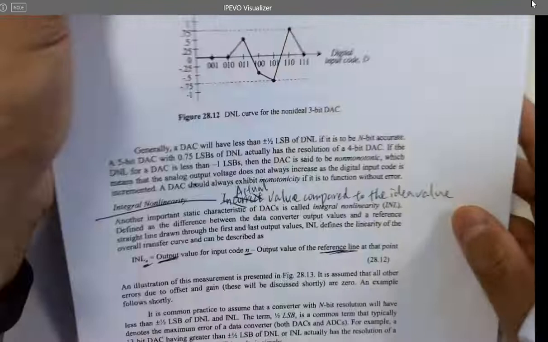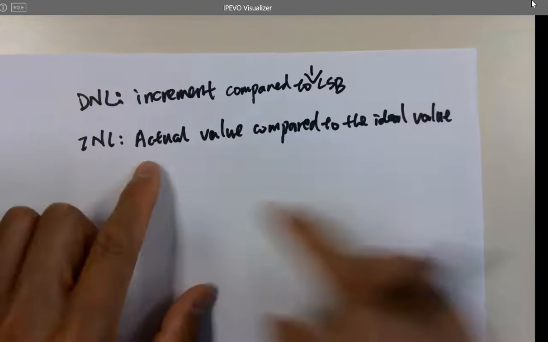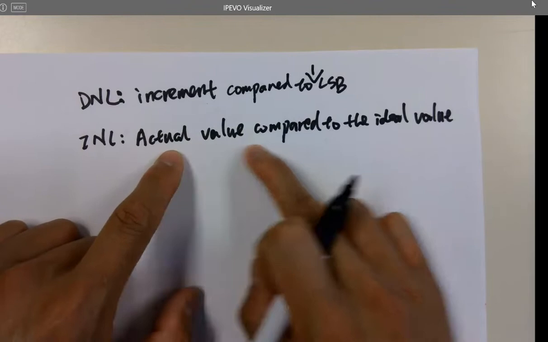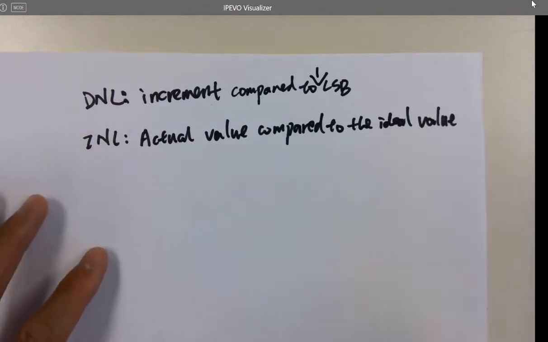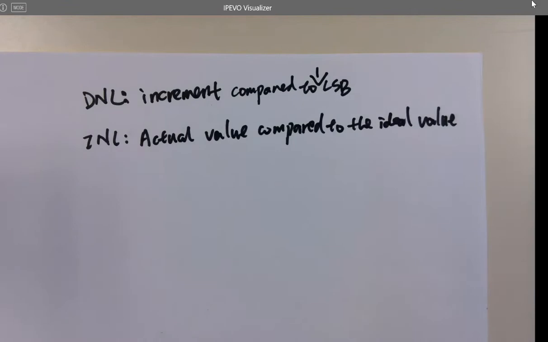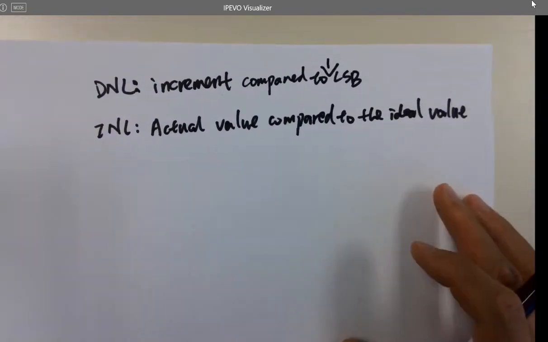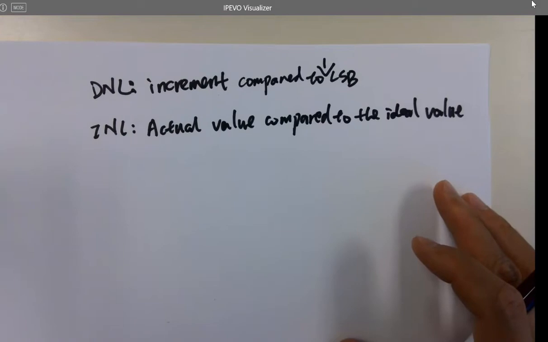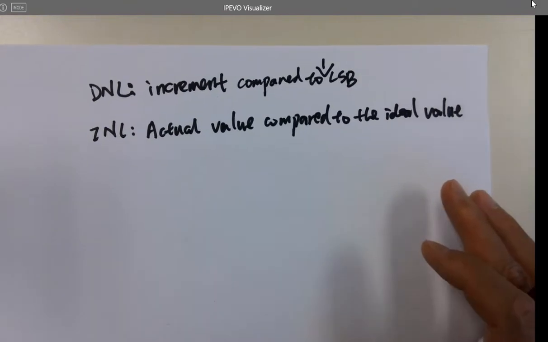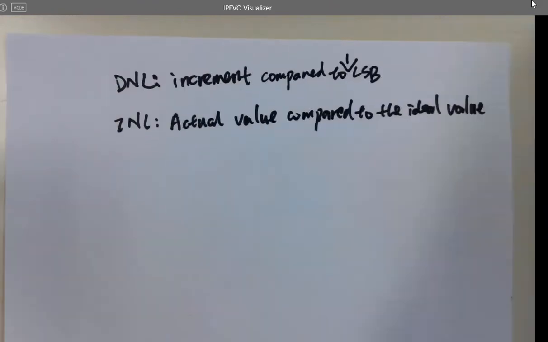Now, let's talk about integral nonlinearity for DACs. Remember what I told you here? INL, integral nonlinearity, is the actual value compared to the ideal value. So you are not looking at the increment anymore. You are just looking at the absolute value and minus the ideal value. That's the difference between these two concepts. For the DNLs, you look at the increments compared to the ideal step size. But for the INLs, you just look at the absolute values and minus the ideal absolute values. It can be negative sometimes. You don't have to read it. If you like, you can. But just remember what I just told you, which is going to work perfectly.